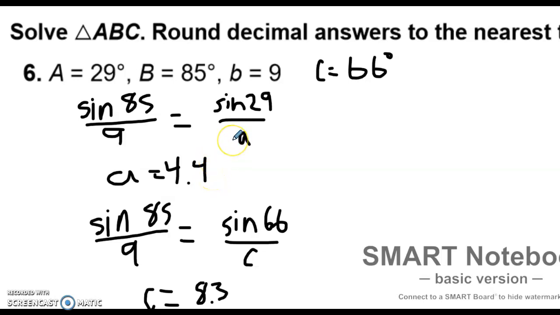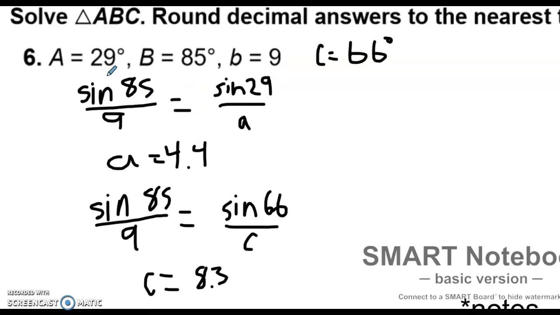Another thing I forgot to mention on the earlier problems, I always check to see if that makes sense. Does 4.4 fit with the rest of the triangle? Well, B is 85 and B is the biggest angle, so side B is going to be the biggest side. Remember that opposite side theorem that says that in a triangle, if the angle is the biggest, the opposite side is going to be the biggest. So A is 29, that's the smallest angle. So of the sides, 9, 4.4, and 8.3, A is the smallest side. So that makes sense. You can kind of check your answers that way.